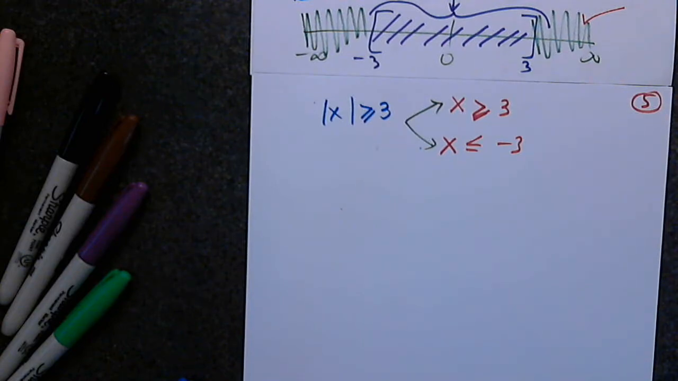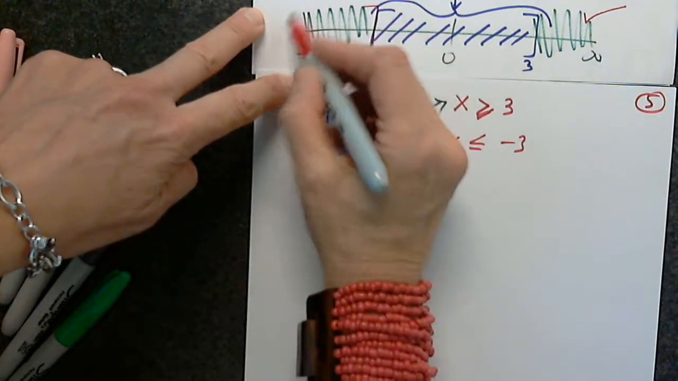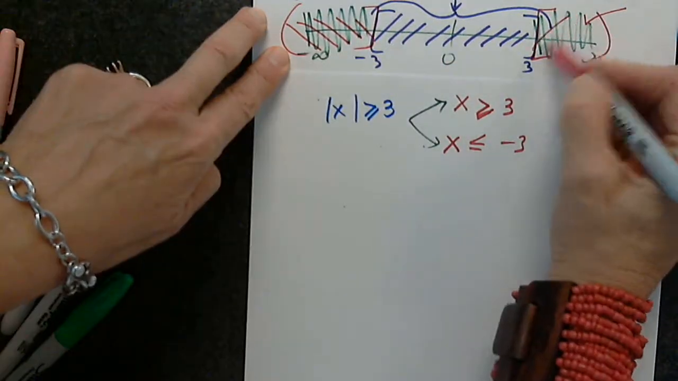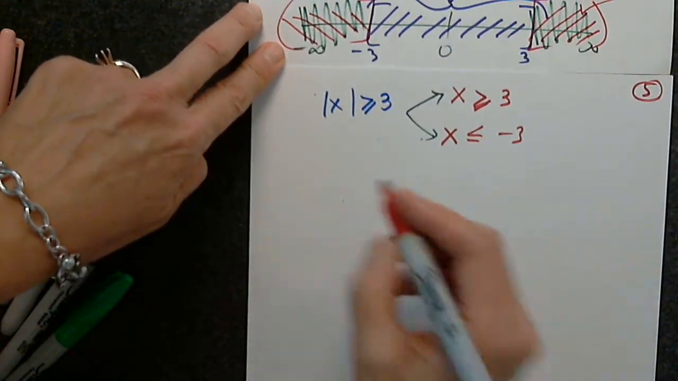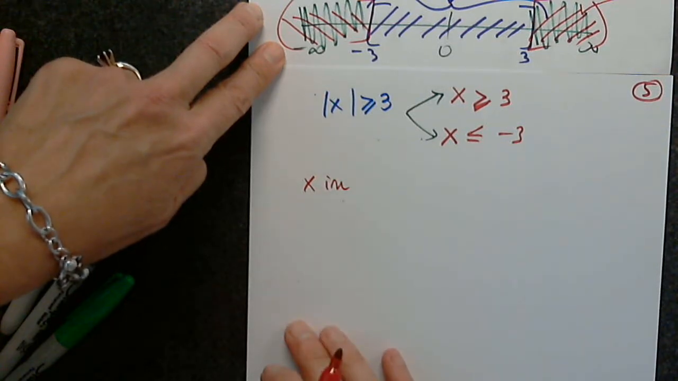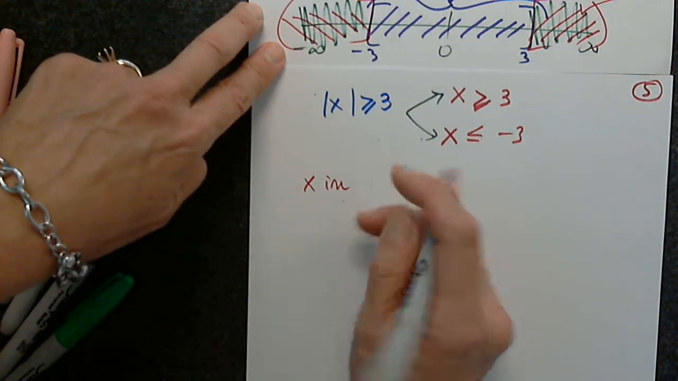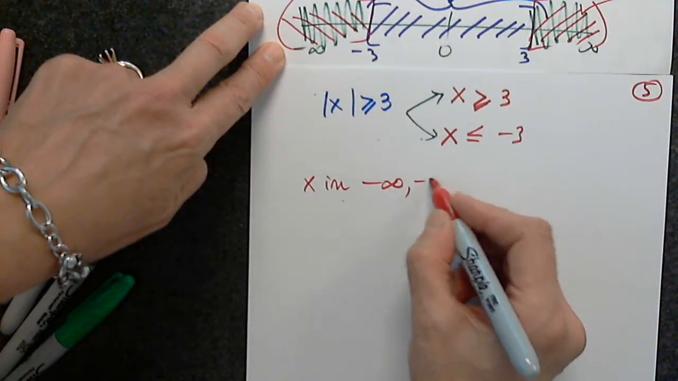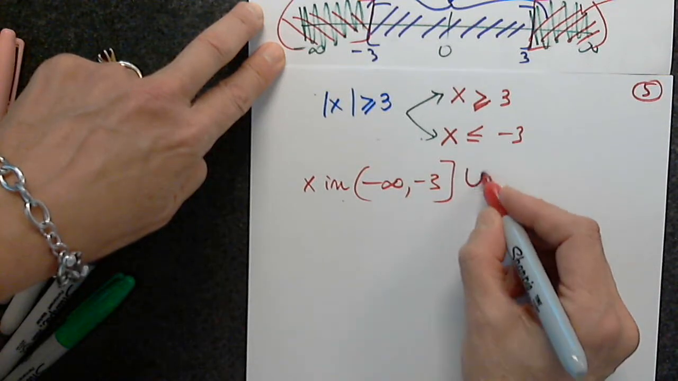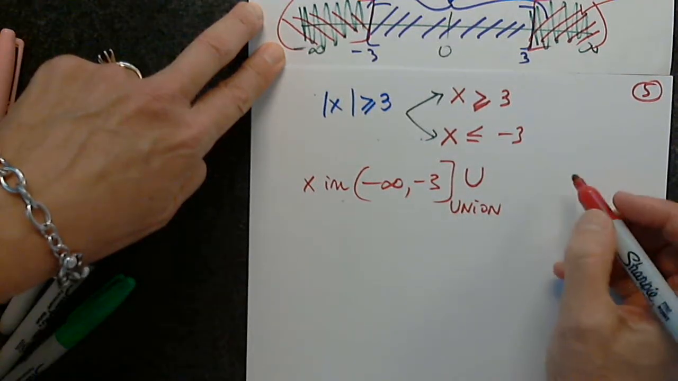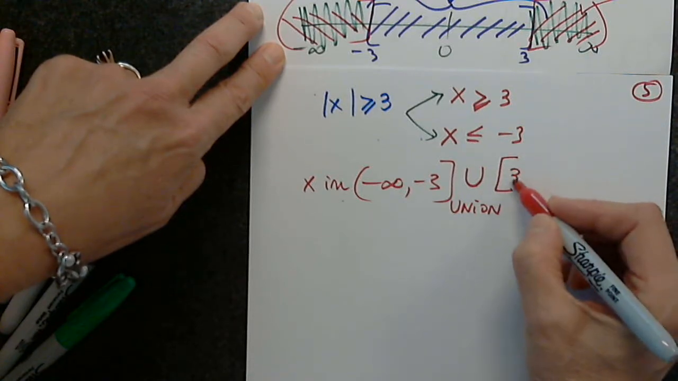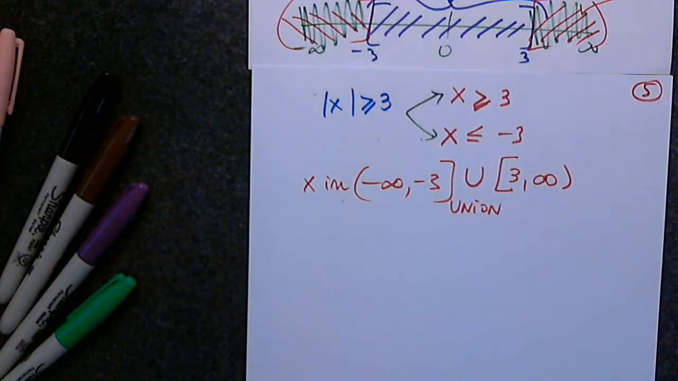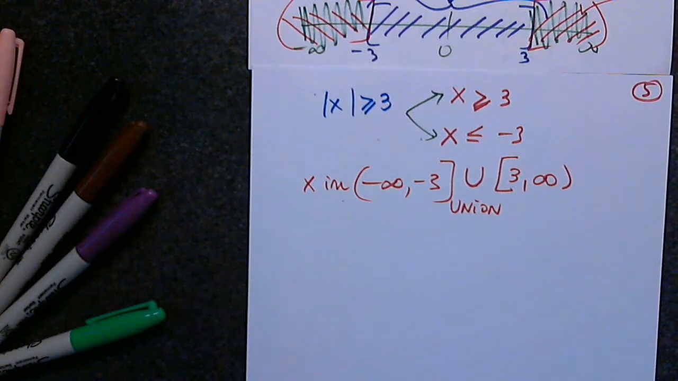So now how do I present the solution? Exactly what I see here. So the solution is x in the interval from, union, bracket 3 to infinity. A totally different type of inequality. Way more difficult, right? Okay, so let's look at an example.